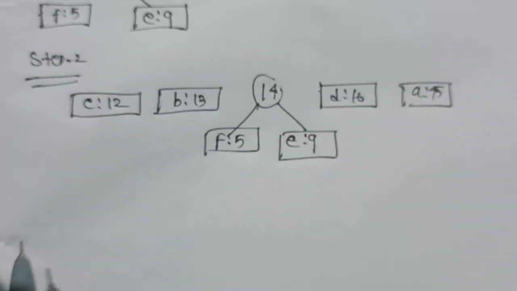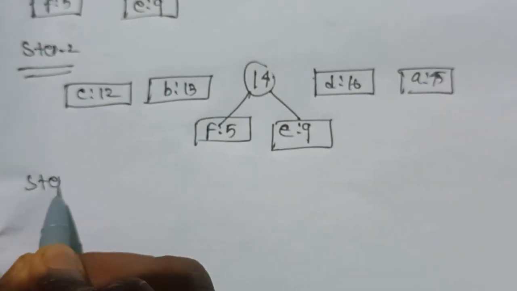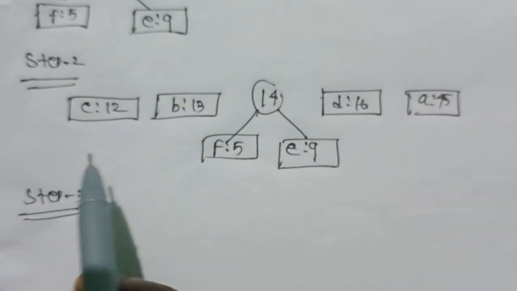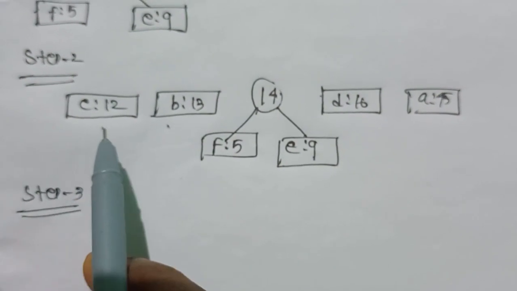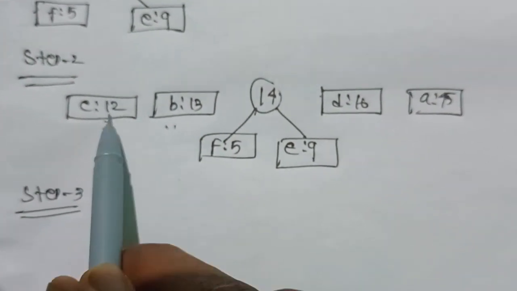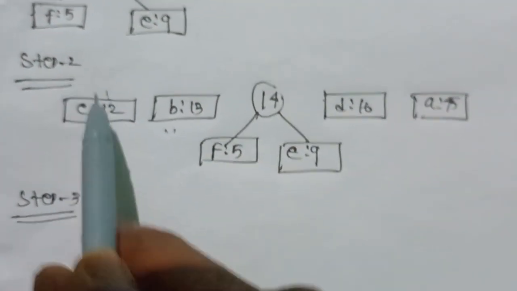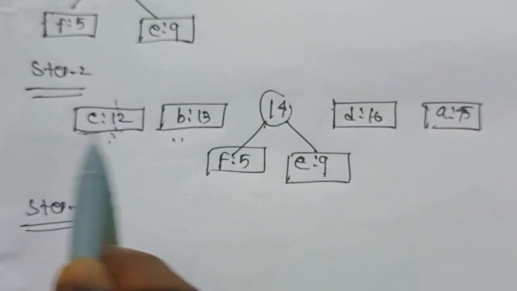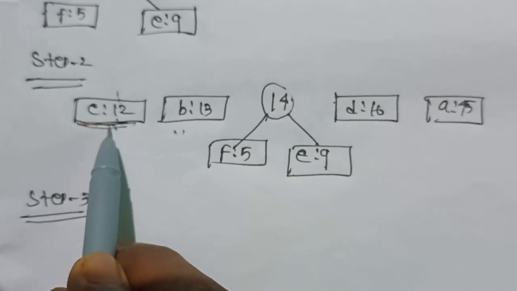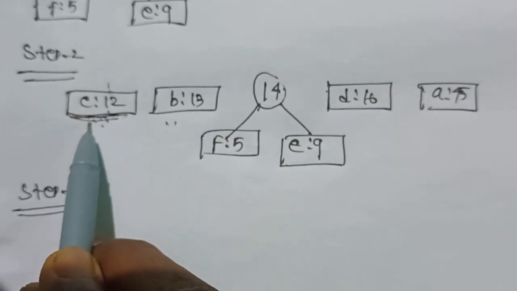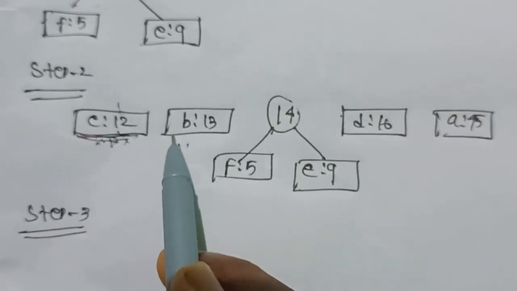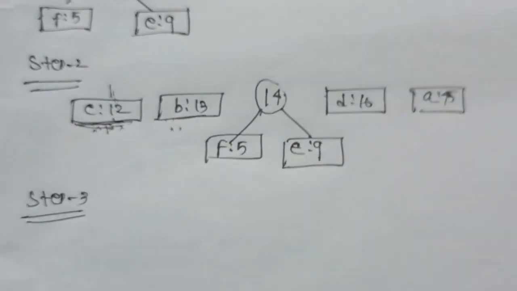Okay. Then step number 3. In step number 3, again we find the smallest frequency and the second smallest frequency. So here the smallest is C12. So the minimum is this, and the second minimum is B13. So we simply add these two.